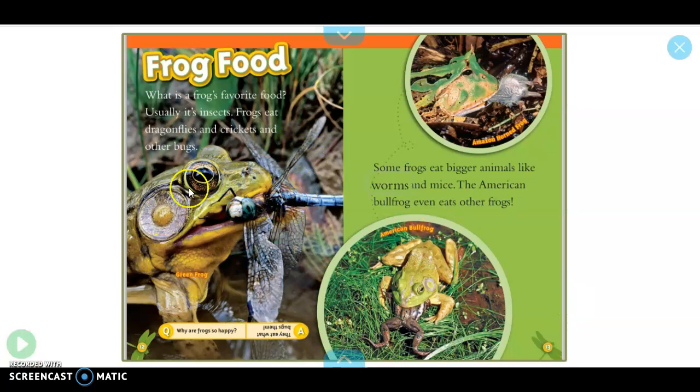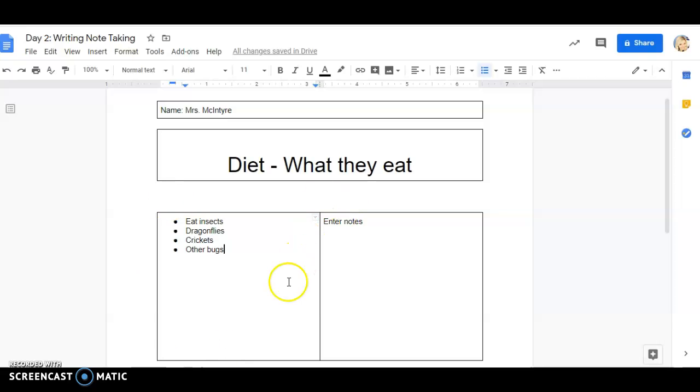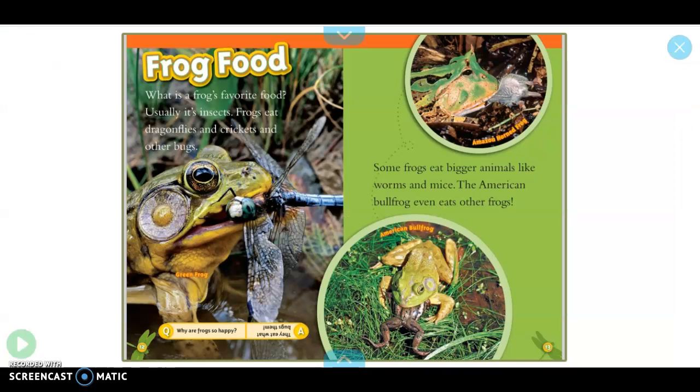Okay, so we have a green frog. Some frogs eat bigger animals like worms and mice. The American bullfrog even eats other frogs. Oh, there he is. That's a big frog. And there we have others. Amazon horned frog looks like it's eating a rat or a mouse since it said mice. So I want to add that on here. So they even eat, they said, worms. Oops, why did I not do the bullet? Worms and mice. And I'm going to keep reading to see if it tells me more about what they eat.